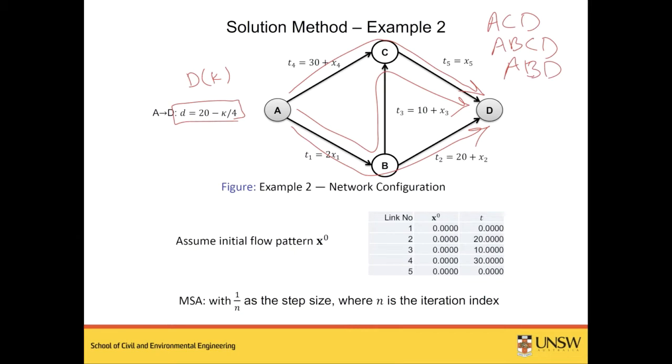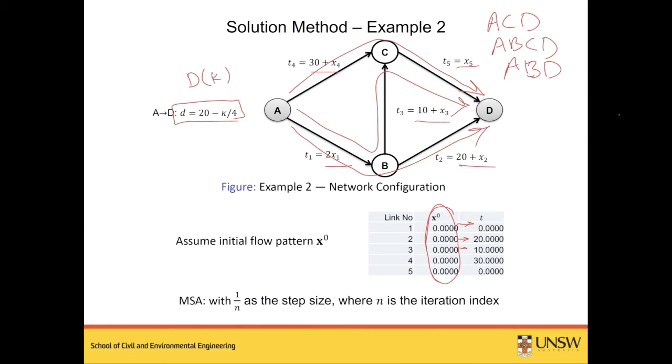So how should we start MSA? We start with an empty network. We find out what is the free flow travel time of each link, and then we find the free flow travel time of paths, and then we actually do an all or nothing assignment. So at the beginning, we assume the network is empty, so all the link flows are zero. So we calculate the link travel times given all these link travel time functions that we have.